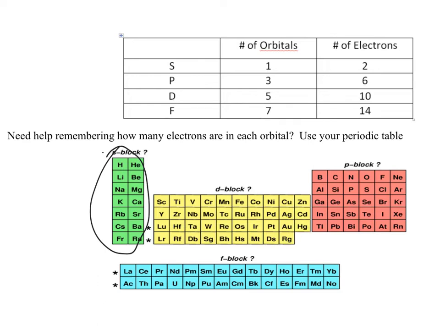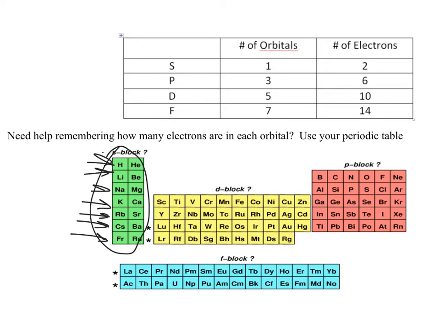If your element is in that section, you're going to end with an s orbital. Everything in there is an s orbital. So whether it's 1s, 2s, 3s, 4s, 5s, 6s, or 7s, they're all s's. Everything there is an s orbital.